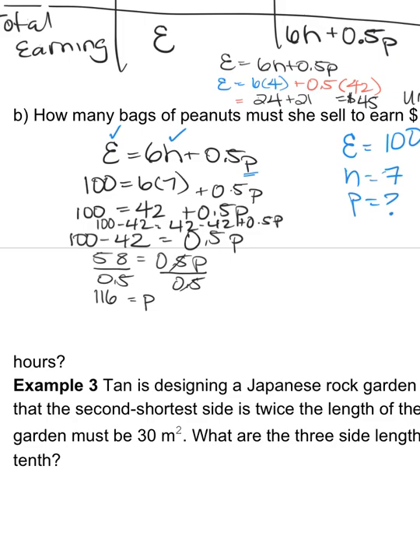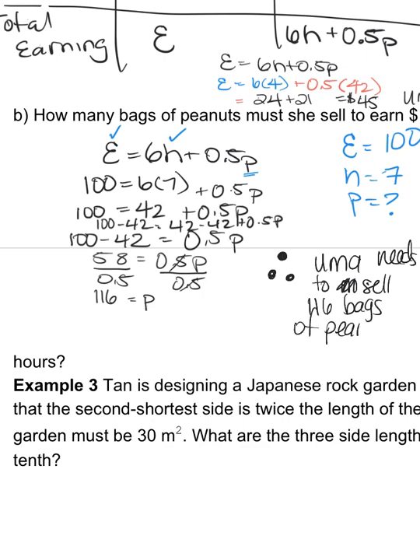So basically, what does this mean? This means that in order for Uma to make $100 in 7 hours, she needs to sell 116 bags of peanuts. So therefore, that's what these 3 dots mean. This is my therefore. Uma needs to sell 116 bags of peanuts to make $100 in 7 hours.